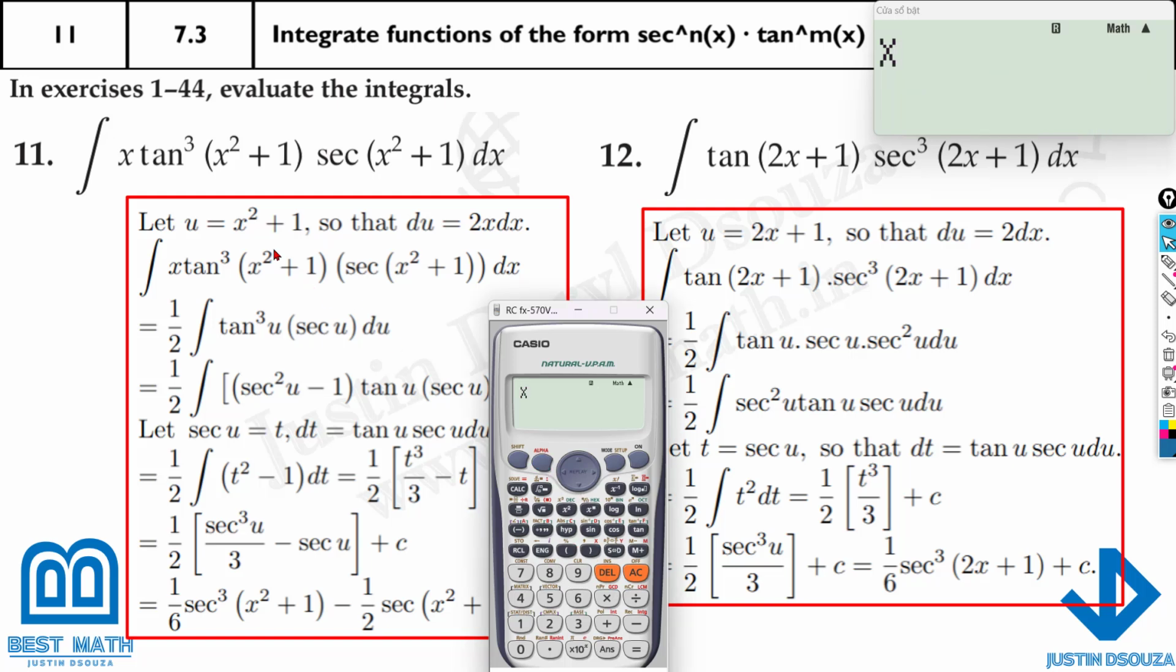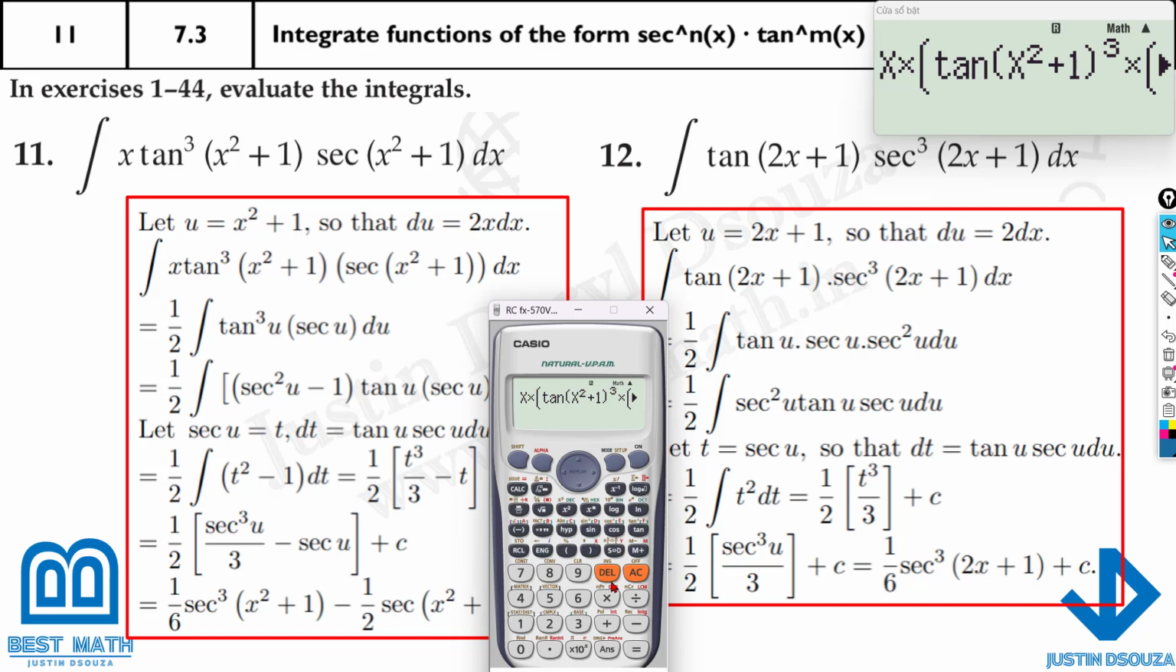So let me try the first one. First, type it out. X tan to the power 3. Now look here. Tan is not just x, it is x squared plus 1. So let's write out tan of x squared plus 1, close the bracket and raise it to the power 3. And then multiply this with secant, open the bracket. It's 1 by cosine of x squared plus 1, close the bracket here. And then just close it. It's not raised to anything. Secant is just secant.